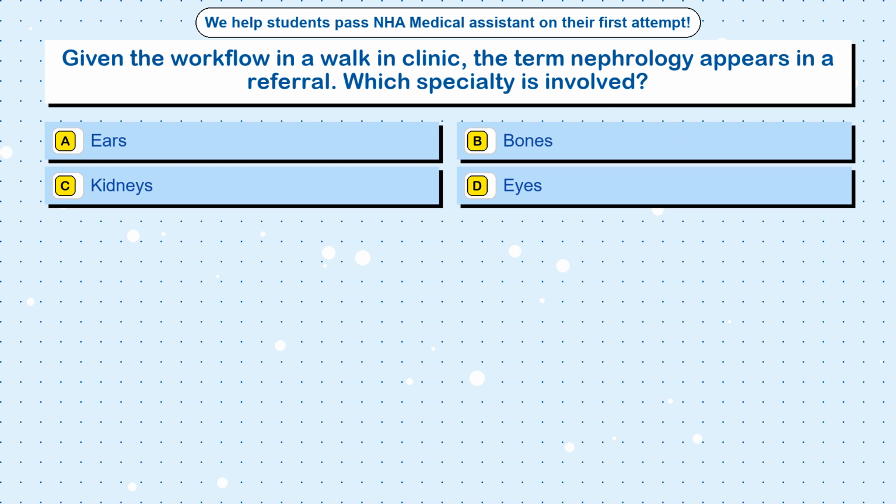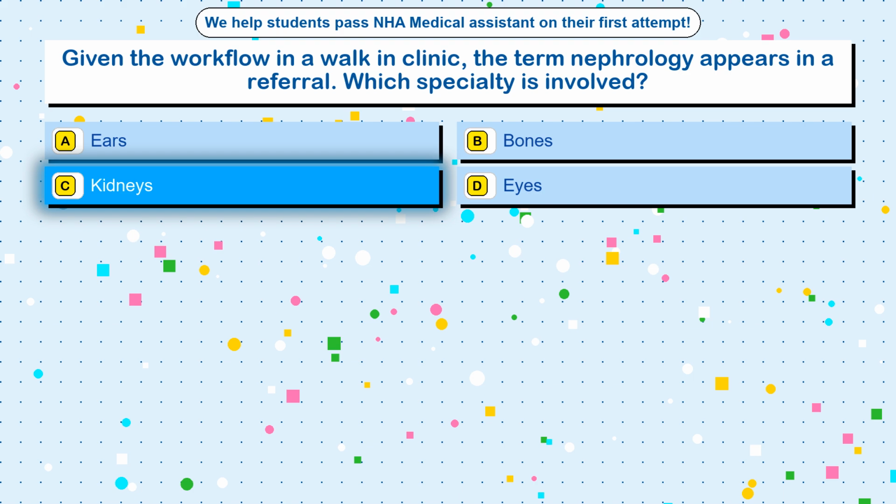Question 73. Given the workflow in a walk-in clinic, the term nephrology appears in a referral. Which specialty is involved? Option A. Ears. Option B. Bones. Option C. Kidneys. Option D. Eyes. The correct answer is option C.